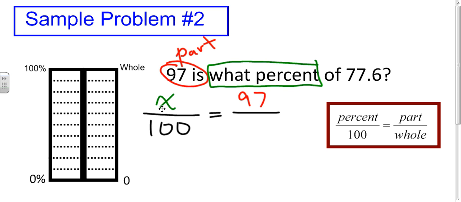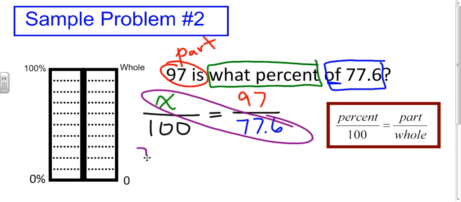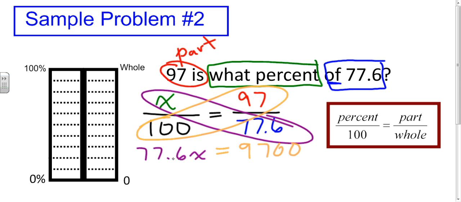My percent goes over 100. And then "of 77.6," that keyword "of" telling me the whole. So 77.6 is here. What we can notice right away is that the numerator is bigger than the denominator, so my percent should be over 100. And I'm just going to cross multiply to solve this. 77.6x is going to be equal to 9,700. I'm going to divide both sides by 77.6.